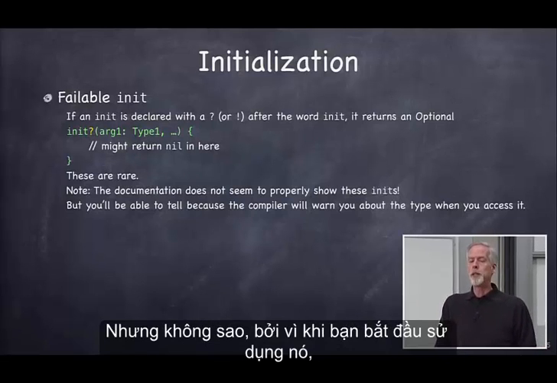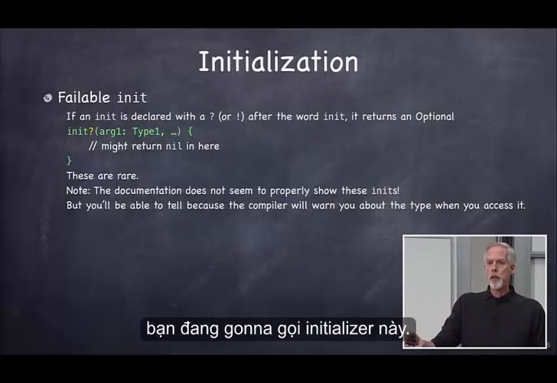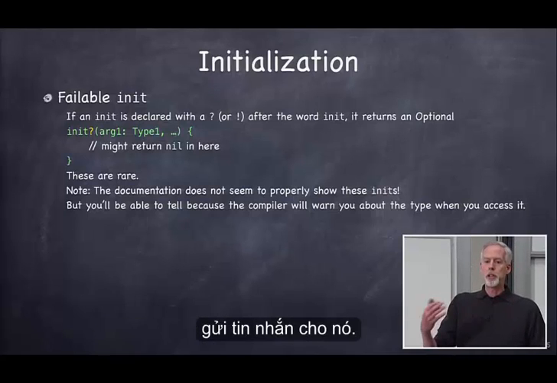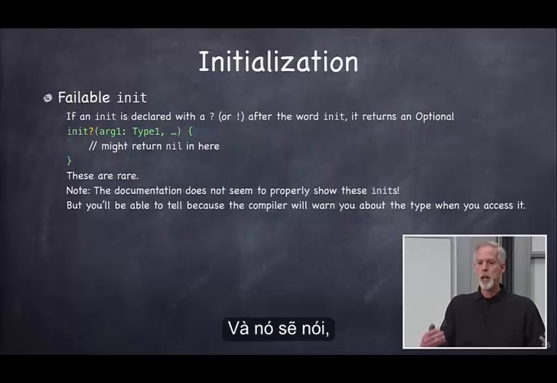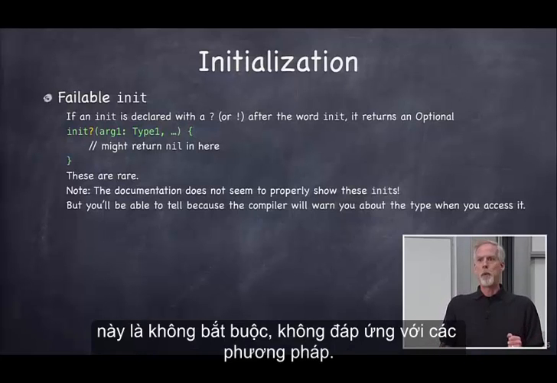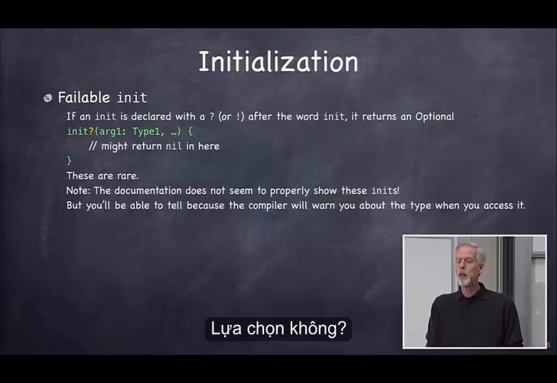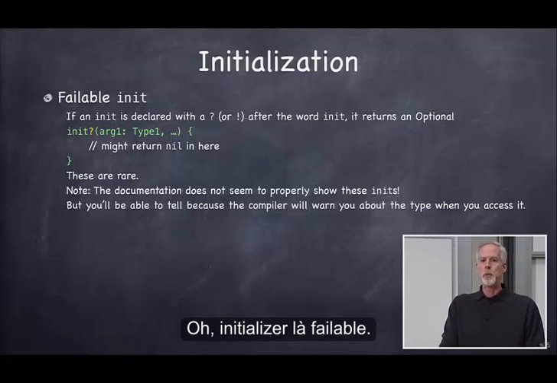But that's okay, because when you start using it, you're going to call this initializer, and the thing's going to come back, and you're going to try and send messages to it, and it's going to say, this is an optional, does not respond to the method. And you're like, what? It's an optional? And then you're going to know, oh, the initializer was failable.